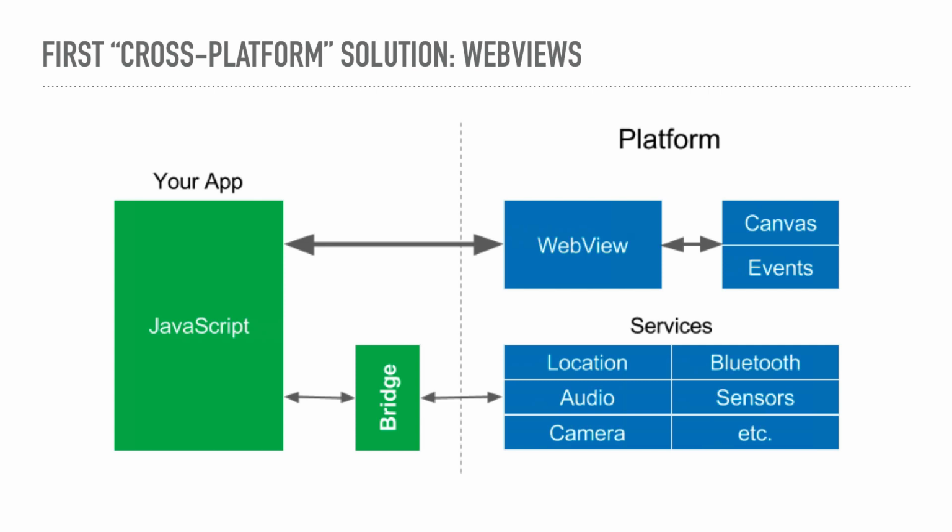Okay, sorry. Yes, you write your app in JavaScript. You had to use some sort of bridge to talk to all the services. And then you had to use a web view, which has its own trouble, to talk to Canvas and events. Okay, so this wasn't bad. It got us into portable, but it still had the downside of being slow because it's going through these bridges and it's going through WebView.